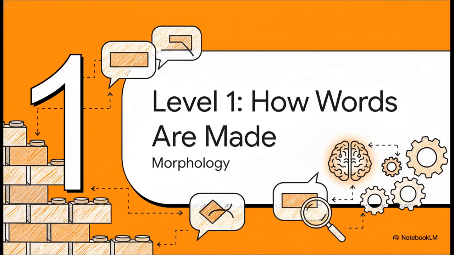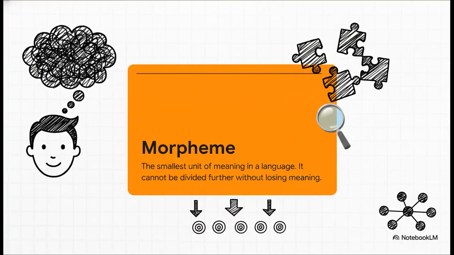Okay, level 1 is all about something called morphology. And yeah, it's a fancy word, but the idea is super simple. It's just the study of how words are formed. Think of it like this. If language is a giant Lego castle, morphology is the study of the individual Lego bricks themselves. Now, you'd probably think the smallest piece is a word, right? Well, nope, we can actually go even smaller. The real fundamental building block is called a morpheme. This is the absolute smallest chunk of a language that still has its own meaning. You can't break it down any more than that.